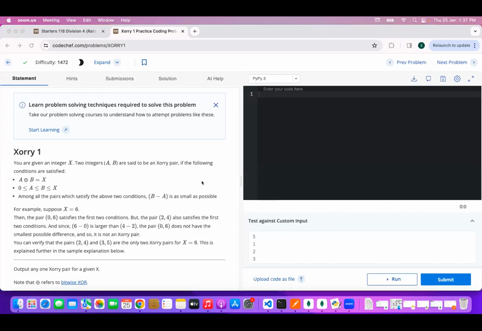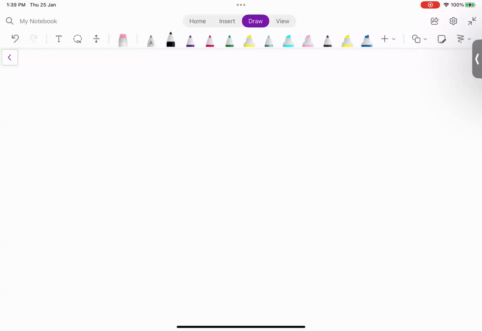The next question of CodeChef Starters 118 is Xorry1. So basically in this question we are given an integer x. We need to find any two integers a and b which satisfy the following conditions. A XOR b, the bitwise XOR of a and b, is equal to x. This is the first condition.